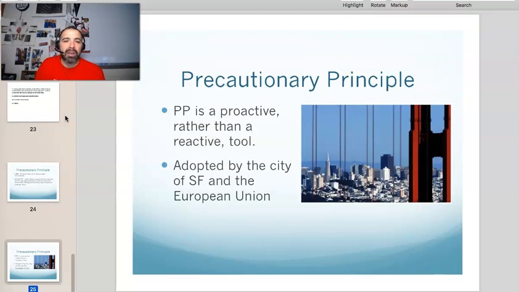And so it's a proactive tool rather than reactive. It would be great if we could be proactive, as opposed to reactive, but unfortunately, with current situations, I don't think that's the case everywhere. I mean, it was adopted by San Francisco and it was adopted by the European Union. It'd be interesting now to look at how that precautionary principle is being applied with everything that's currently happening.